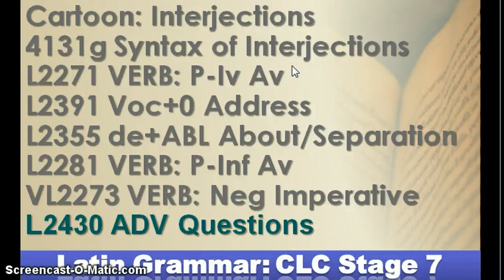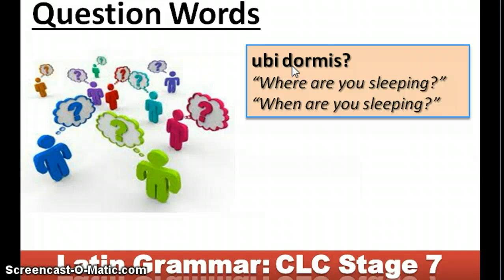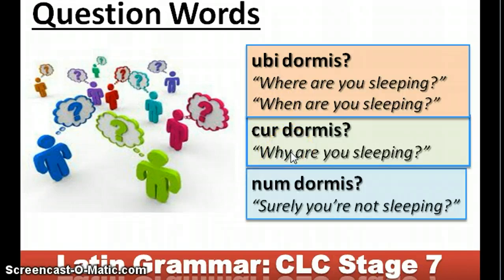One last thing before we close out. I know it's been a long lecture. Let's talk about adverb question words. We've seen those already. Who, be, where, or when. We've seen cur, why. Now we have to add a new standard called the adverb question. Not the adverb interrogative, cur and ubi, but num, which is a question word expecting a no. Surely you are not sleeping. Why? No, I'm not. Be aware, these are a different standard.